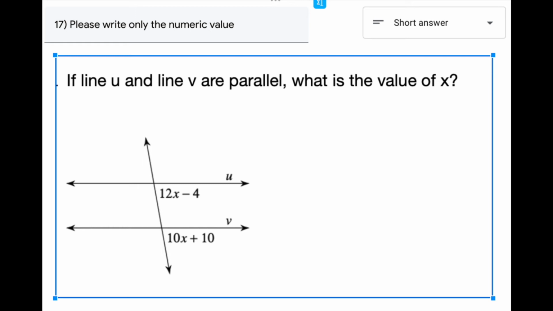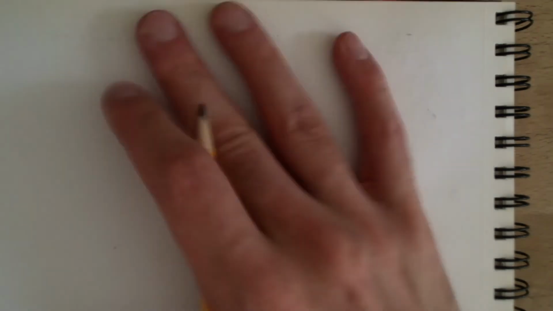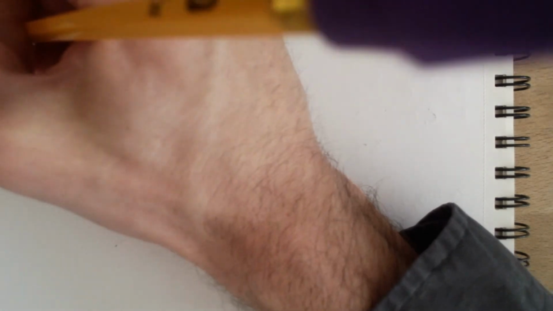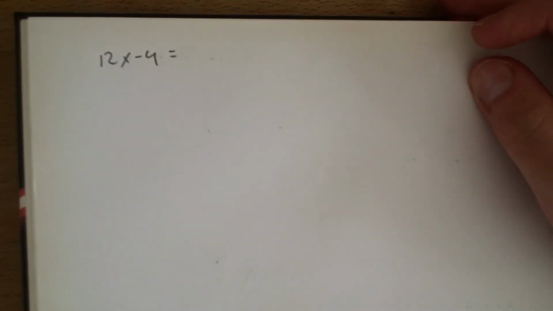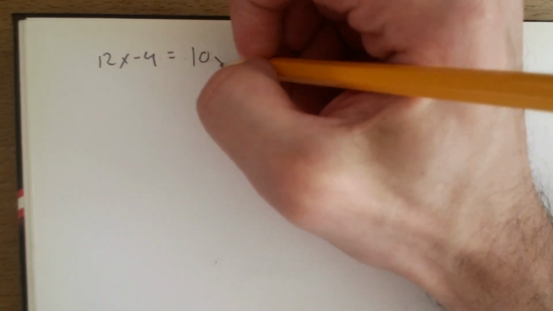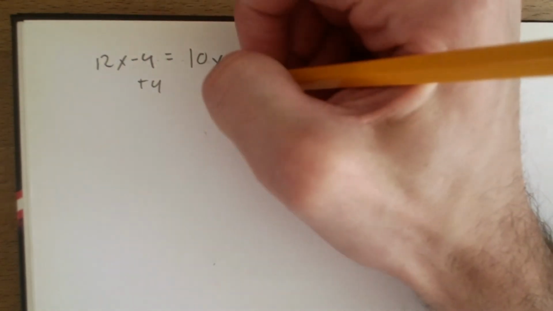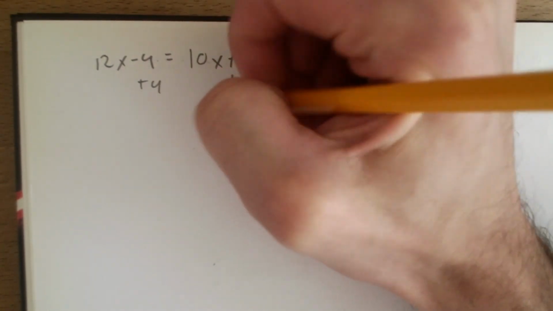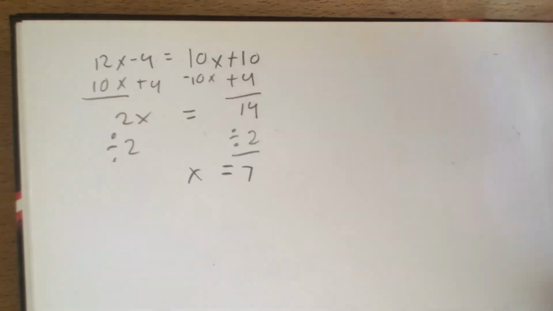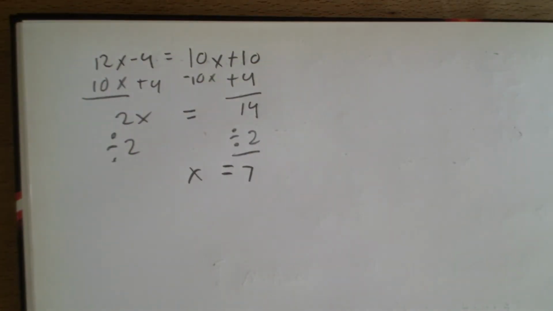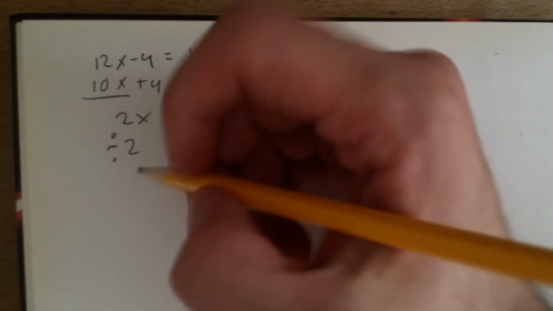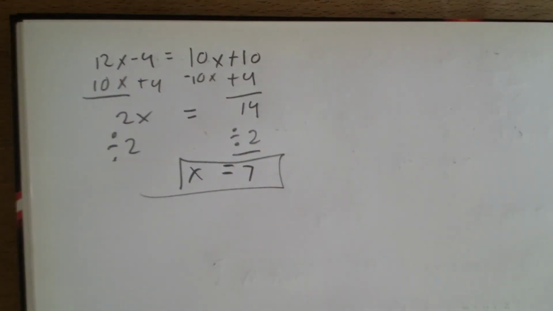So now that we know we have congruent angles, we can then go ahead and set up an equation. That equation would be 12x minus 4 is equal to 10x plus 10. I'm going to go through, set everything up here, and we get 7 as equal to x. So we look back at our question. The question's asking us what is the value of x. So bam. All right.